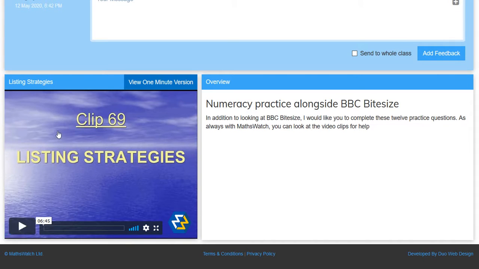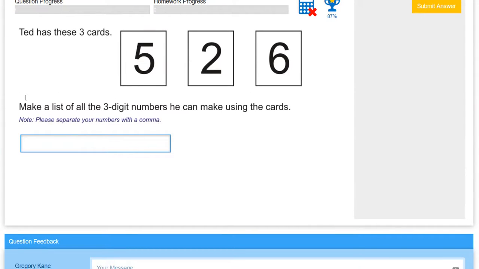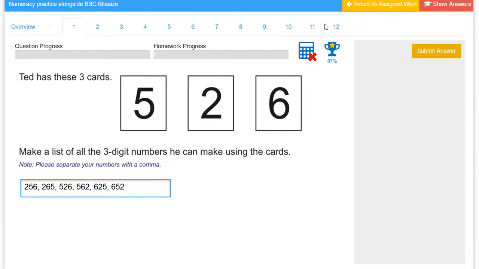We can click on that and then we can watch how we might organize ourselves. If I was doing this, I would look for pattern spotting. I might start with, say, 2, 5, 6, and then 2, 6, 5, starting with a 2 first of all. I might then look at a 5, 2, 6, and a 5, 6, 2. Any other combinations? We could start with a 6, 2, 5, or what about a 6, 5, 2? And hopefully those would work. I hit submit answer. I don't know why it says whoops there, but it's given me 3 out of 3.